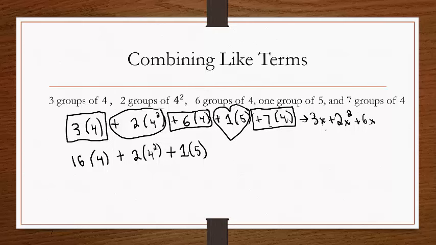One group of 5. Now, since we're letting x equal 4, I'm going to have to make a new letter to represent 5. So let's use y. So 1y. And then I have 7 more groups of 4, or 7 x's. So again, we're letting x equal 4. And y is going to instead equal 5.